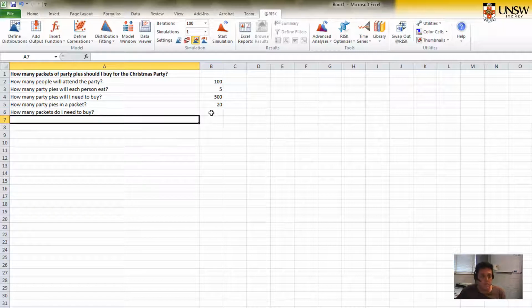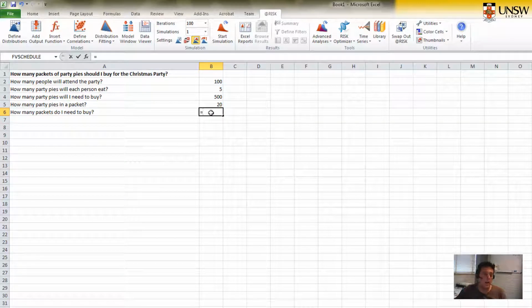And that, again, is a simple calculation. I could think about the number of party pies I'll need to buy divided by the number of party pies per packet. So equals 500 divided by 20 will give me 25 packets.